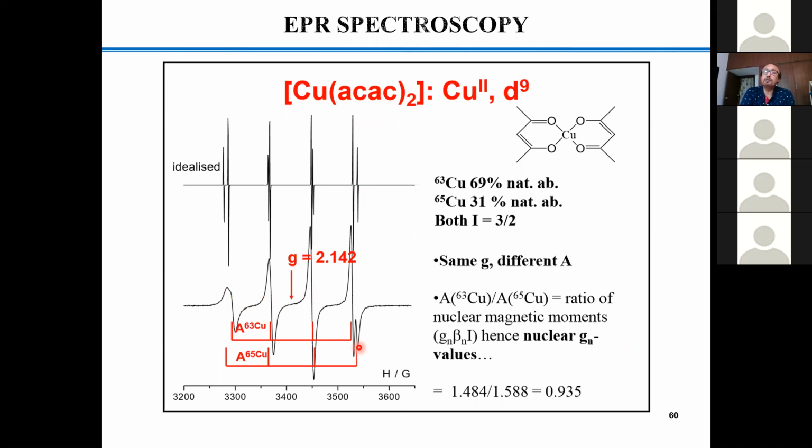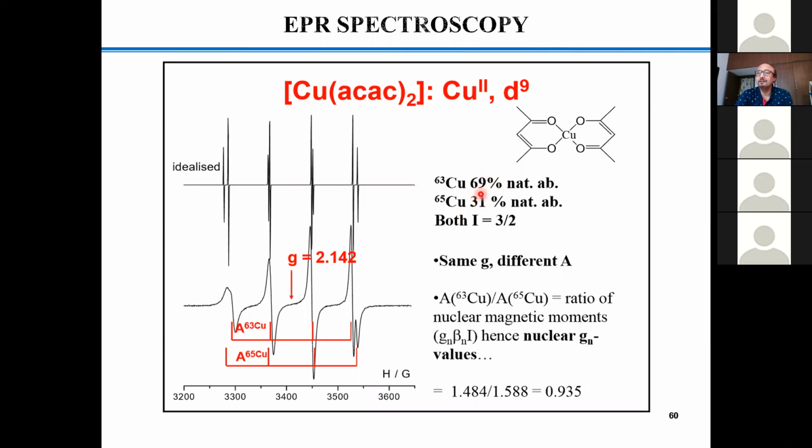Then you have to go back to the isotopes, as I mentioned just now, the ratio of abundances of the isotopes. Now there are 2 isotopes. Here the good point is both have the same I value. So normally you don't distinguish, but if necessary, if you have a situation like this, then one is 70%, the other is 30%, almost, or say a 1:2 ratio.